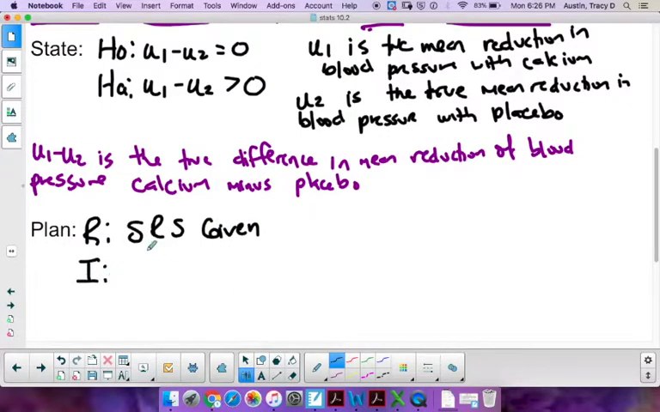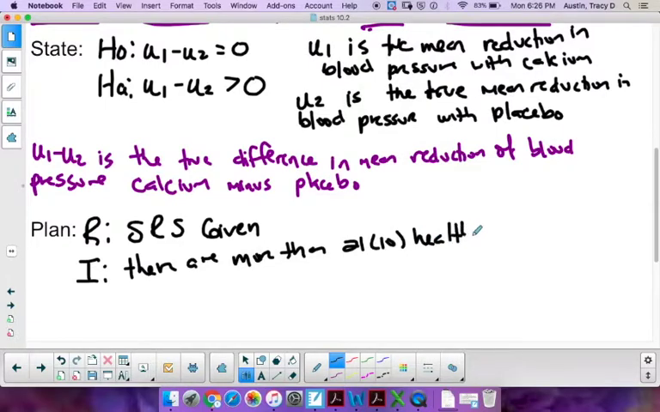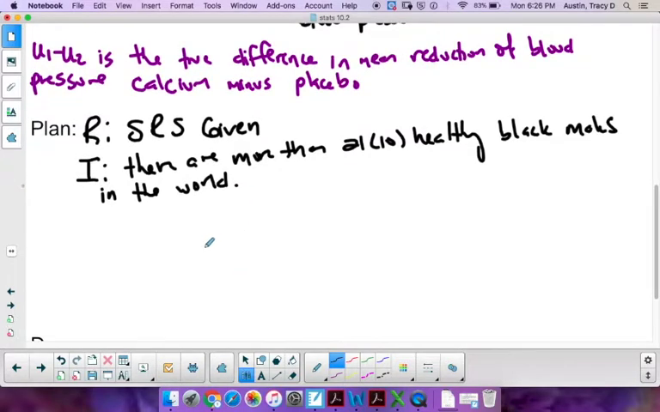Independent. This is where we get to combine our two treatment groups back together because they really were pulled from one population. Okay, so there are more than 21 healthy black males in the world. No problem. Okay, normal is a problem.